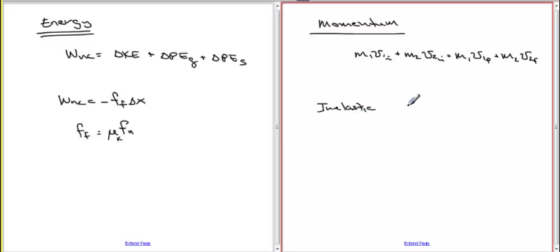So for the inelastic collision, the key thing is that the final velocities are the same. They stick together. So again, we had this problem where we had a bullet shot into a block of wood, and of course, once the bullet's in the wood, they're going to move at the same speed. So that's inelastic.